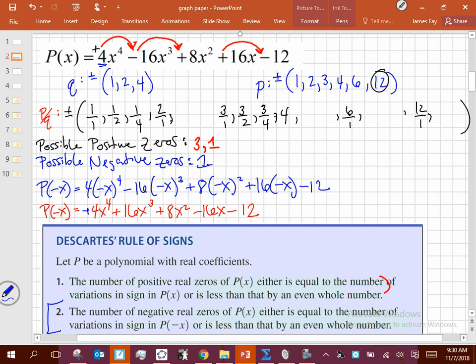Now think about this. This is a 4th degree polynomial, right? It's a 4th degree polynomial, so how many zeros are you going to have? You're going to have 4. Now they might have multiplicity, but you're going to have 4.